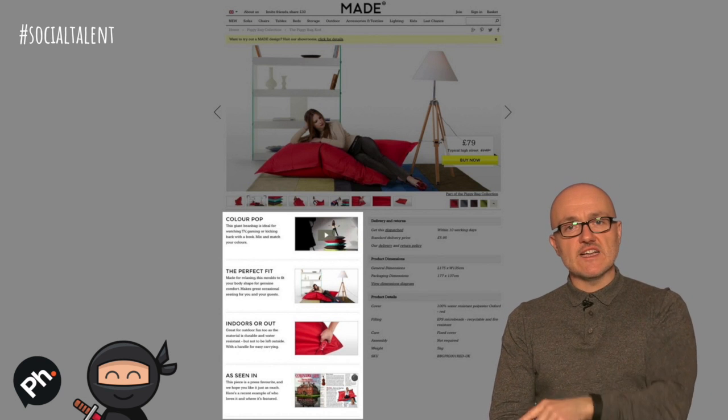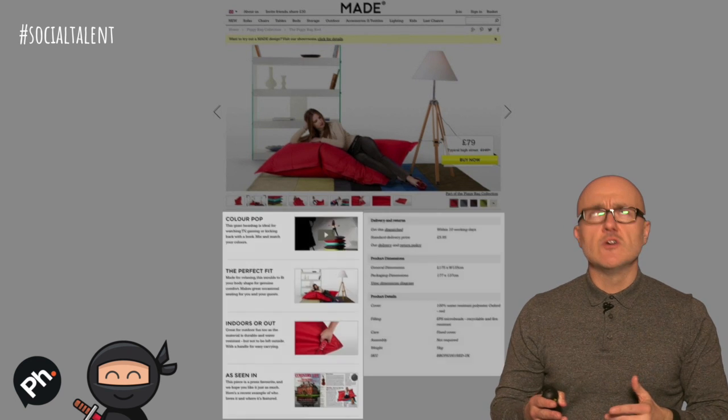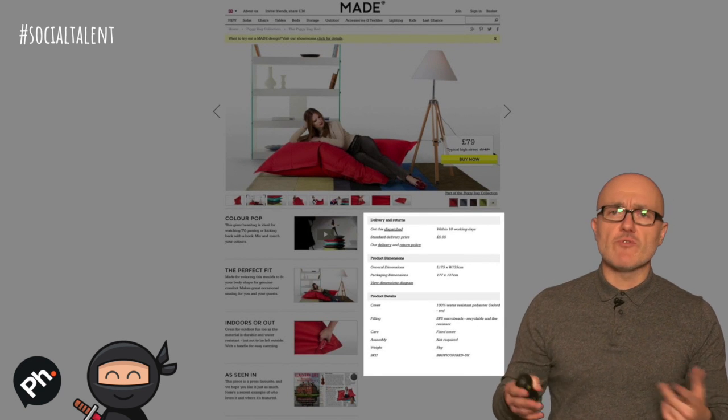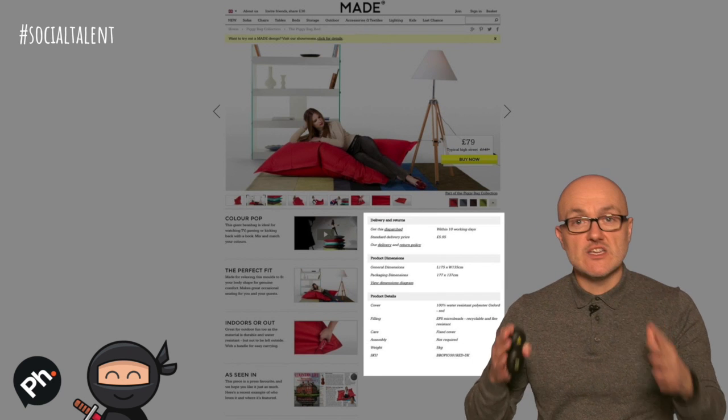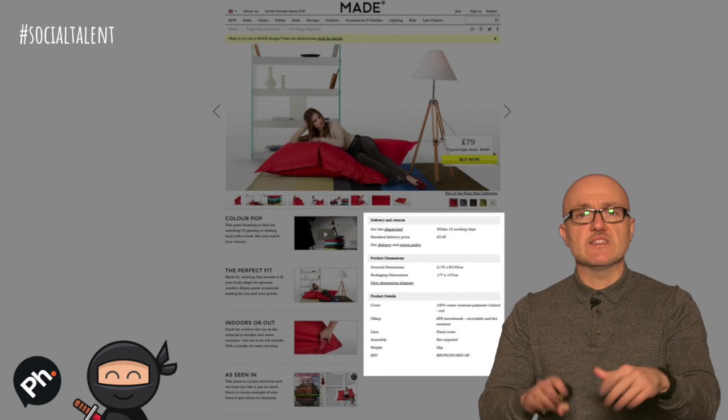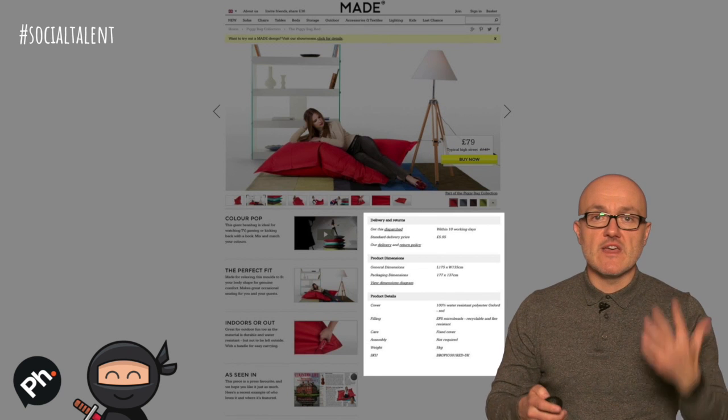And then on the right-hand side, there's some rational content. What are the rational thoughts that are going on in this persona's mind? Well, it might be, they go, but will it fit in my room? So here's all the information placed to help convince the emotional part of your brain you're making the right choice.